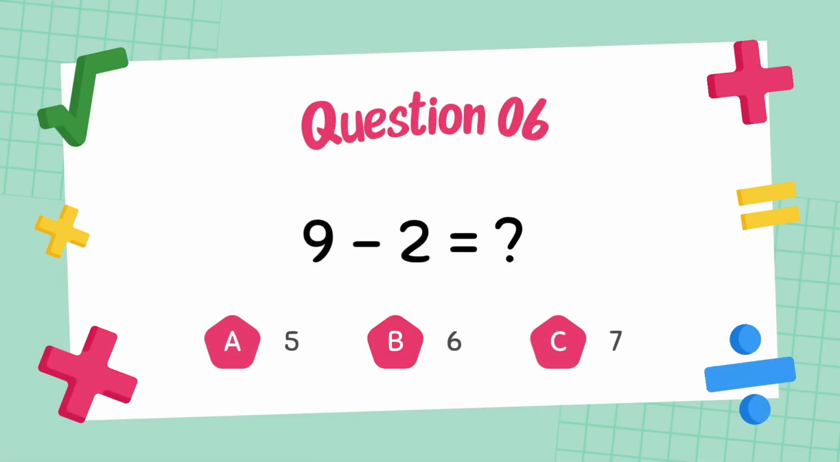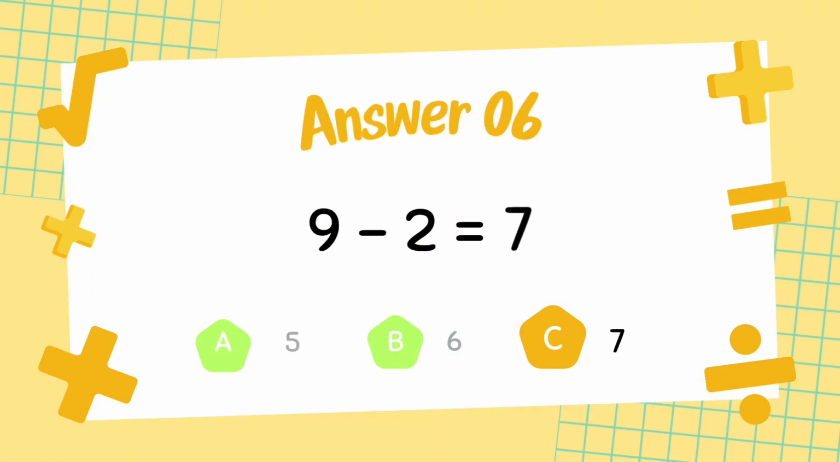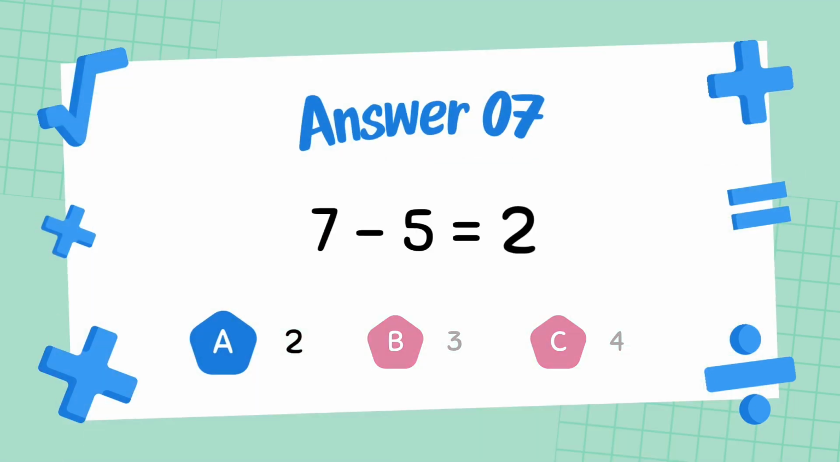What is 9 minus 2? The answer is 7. What is 7 minus 5? The answer is 2.